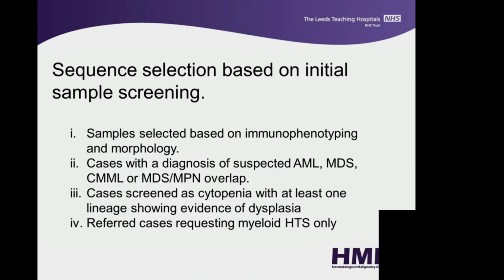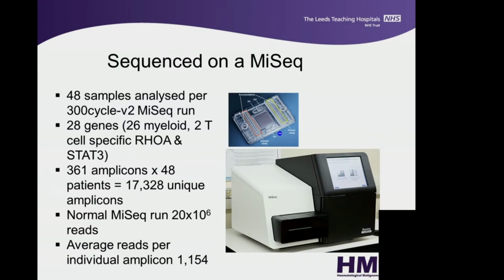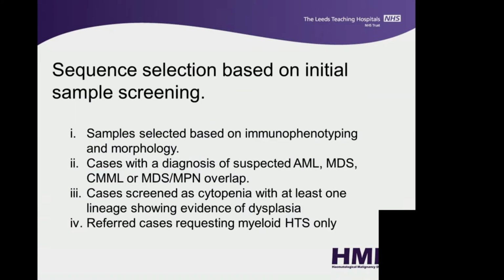So what do we sequence? As I said before, we sequence all comers that come into the lab because we treat this as part of the diagnostic process. Again, all our samples are screened with a fairly rudimentary, at least initially, immunophenotyping assay or a single tube and a conventional morphology. Any case with a diagnosis of suspected AML, MDS, CMML, or overlap syndrome goes down the sequencing route.